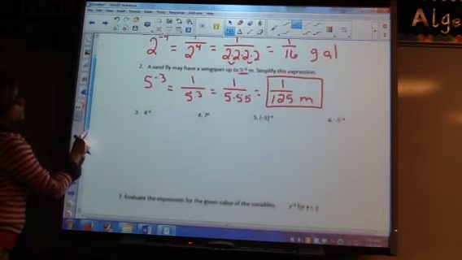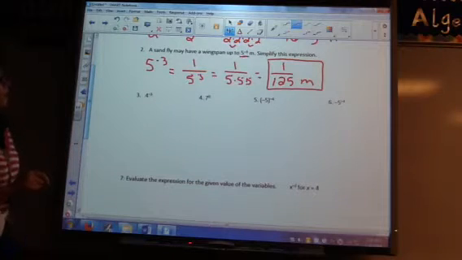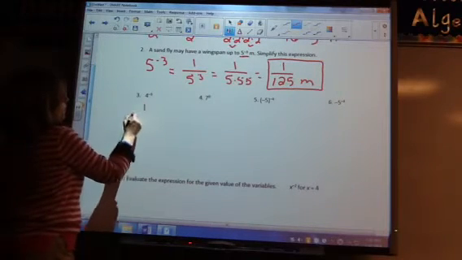All right. Now, let's go ahead and simplify these. 4 to the negative 3rd.